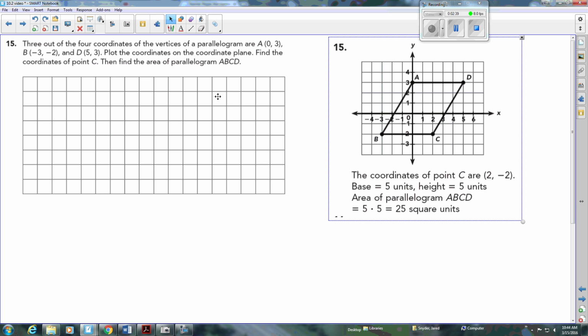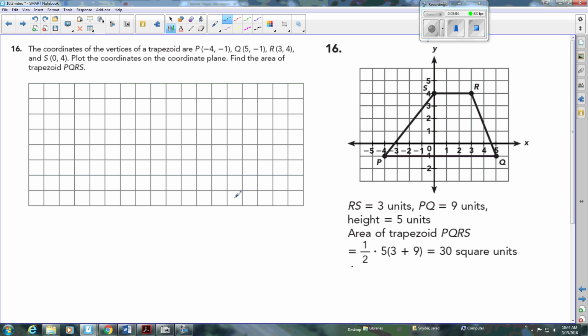Then find the area of the parallelogram. So it's 1, 2, 3, 4, 5 by 1, 2, 3, 4, 5. My bad, 5 by 5. You multiply them together, you get 25 square centimeters.